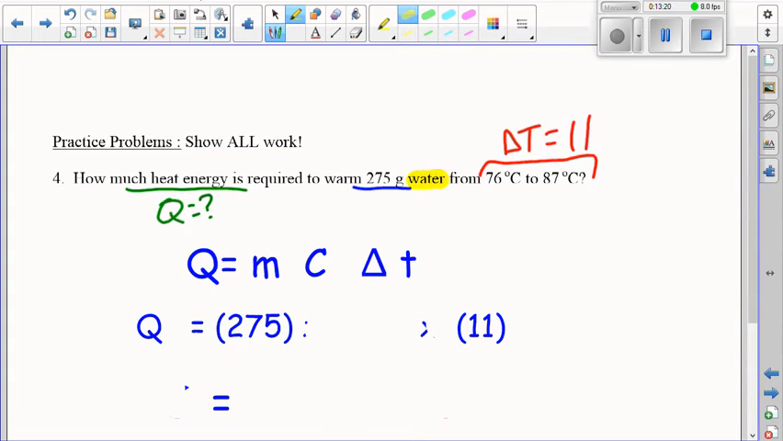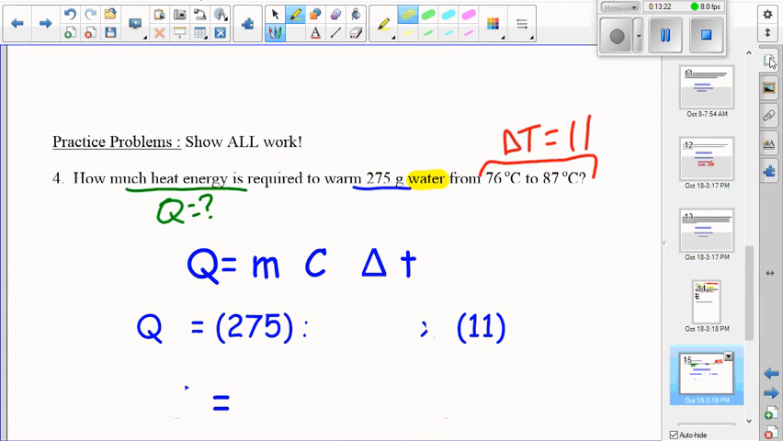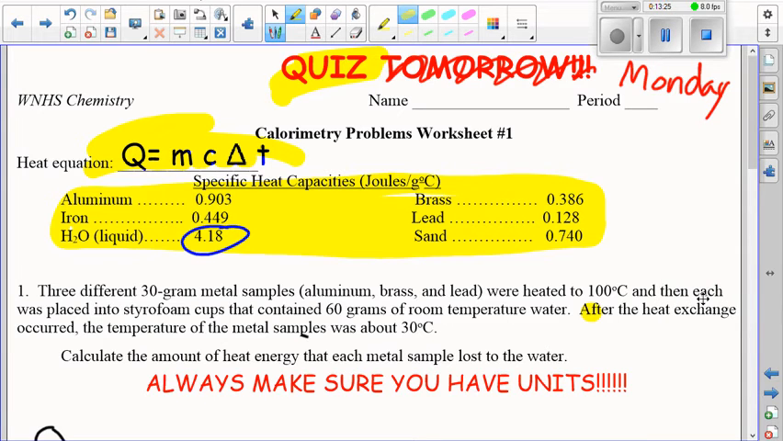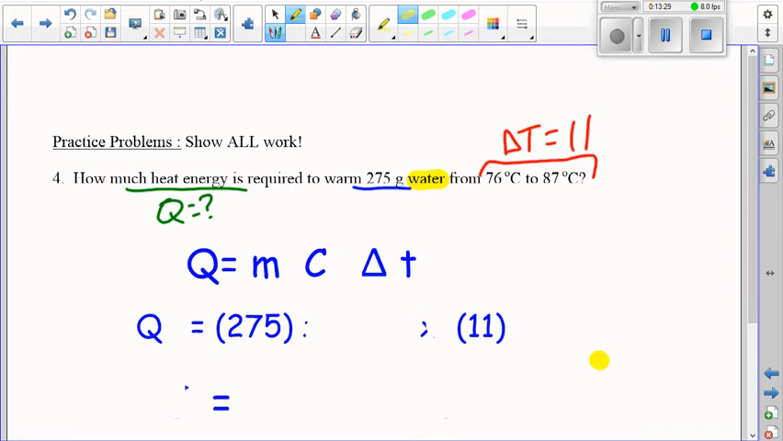Remember, this is water. So it's 4.18. And if you forget, you can go back to the chart, specific heat capacities. Oh, this one's 4.18. Okay. All right. So you plug in 4.18 right there. And this one's pretty straightforward when you're asked for the Q.